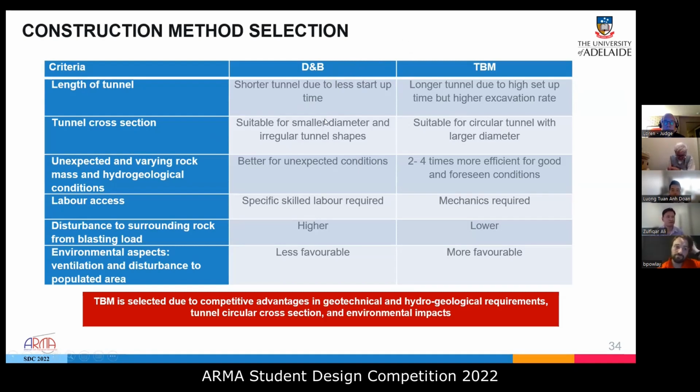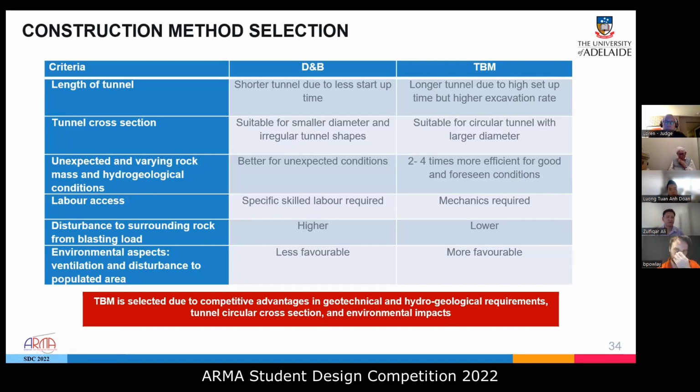Drill and blast can create more flexible space to install the waterproofing layers and is suitable for irregular tunnel shapes, while TBM is more suitable for circular tunnels with larger diameter, which is our case here. When it comes to unexpected and varying rock mass and hydrogeological conditions, drill and blast will do better for unexpected conditions. For TBM, it will be more efficient if the rock mass conditions are good enough and foreseen.